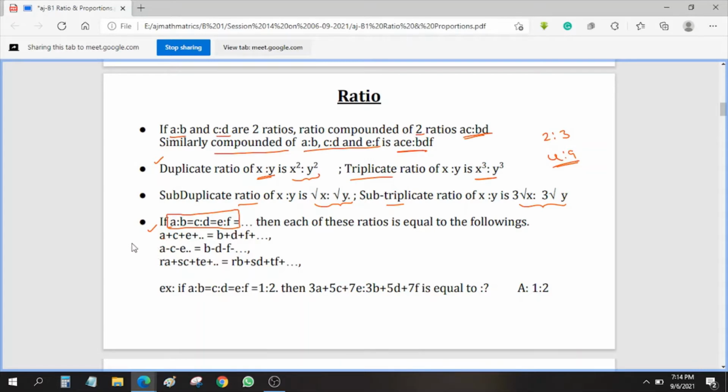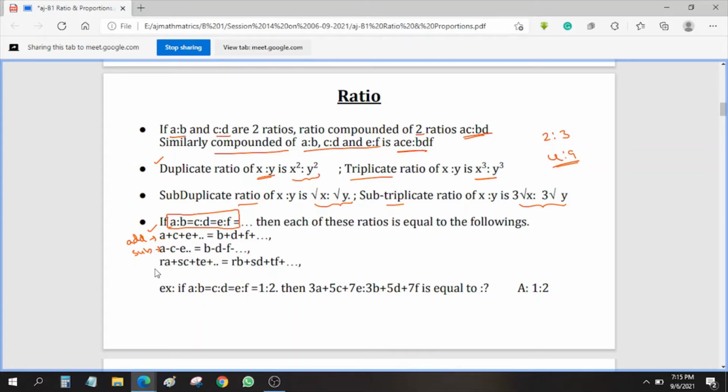Next, this is about addition. And if the above A is to B, C is to D, E is to F, if these three are equal, subtraction of antecedents and subtraction of consequents is also equal. So A minus C, C minus E equals B minus D, D minus F, and these are equal.